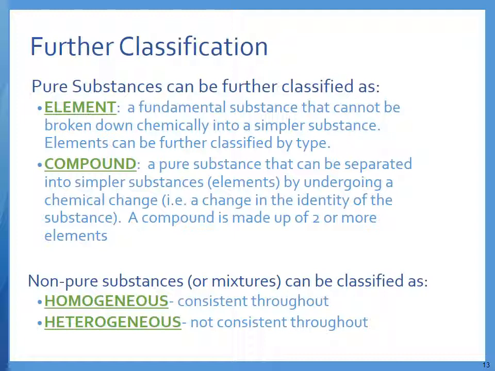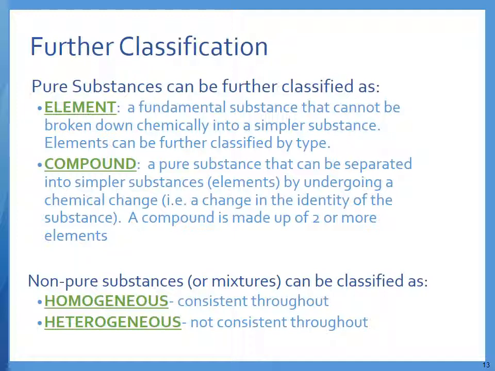All right, pure substances can be further classified. We have elements. An element is a fundamental substance that cannot be broken down chemically into anything smaller. We can further classify elements by type, which we'll talk about later in another chapter. An element can be found on what we call the periodic table of the elements. If something's not on the periodic table of the elements, then it's not an element. It would have to be either a mixture or a compound.